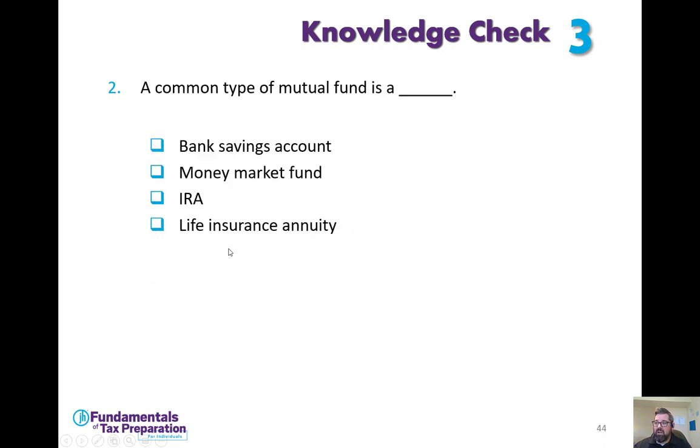A common type of mutual fund is a bank savings account, no. Money market fund, yes. IRA, no. Life insurance annuity, no. So we've got money market fund is a type of mutual fund. I don't know why that's really applicable here, but there it is.